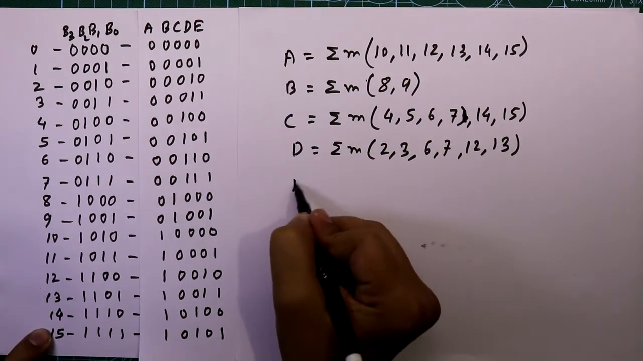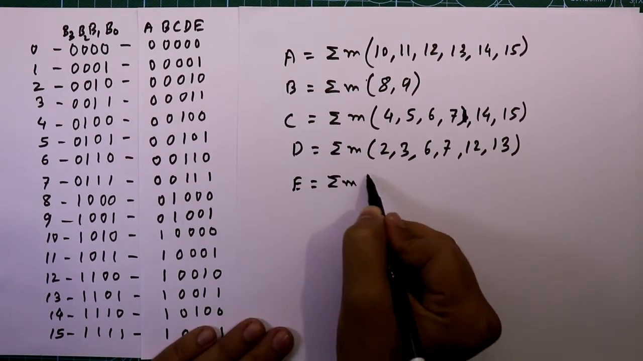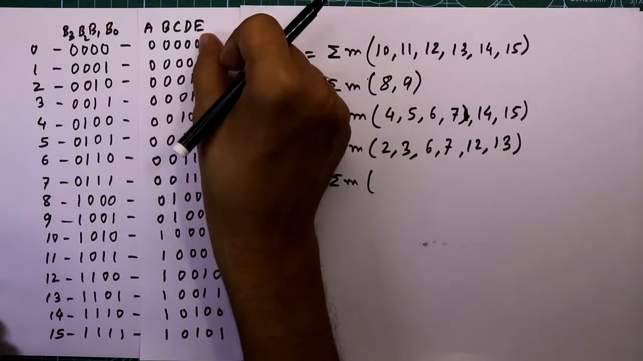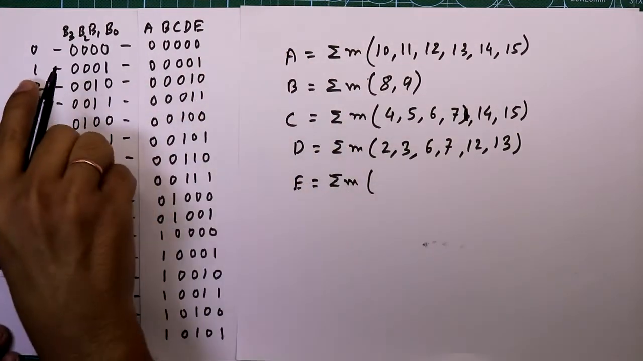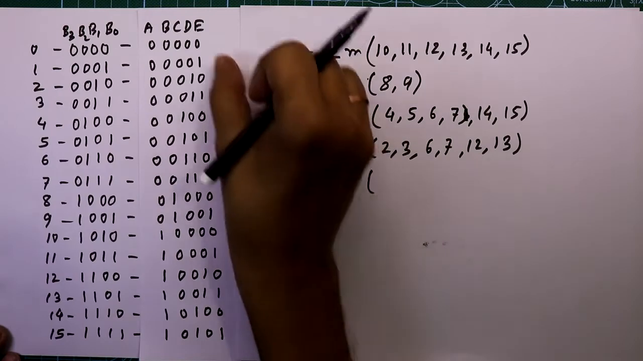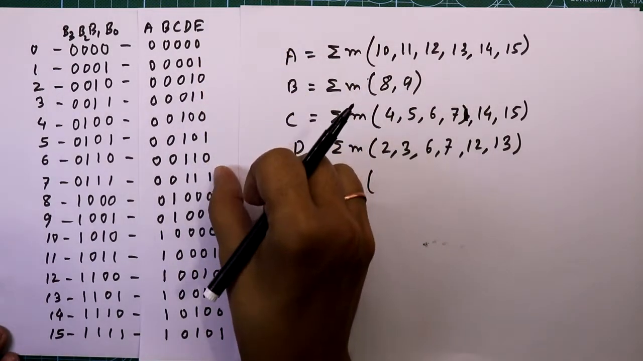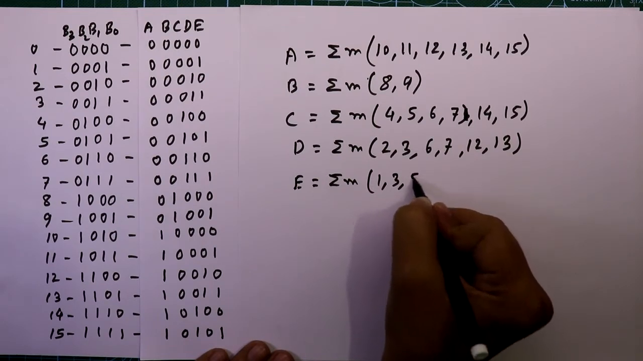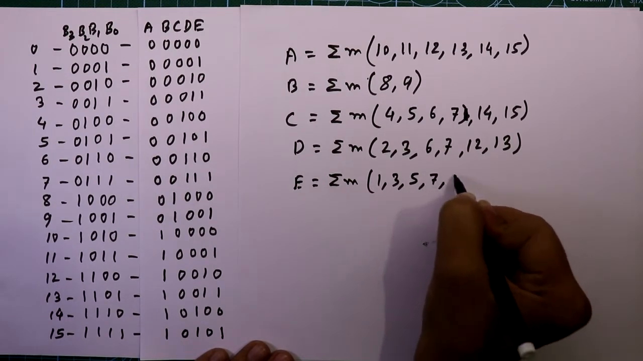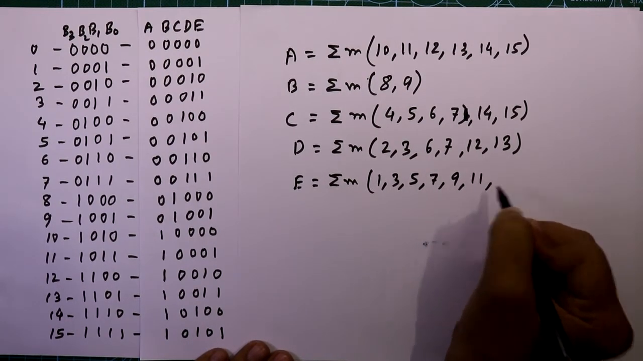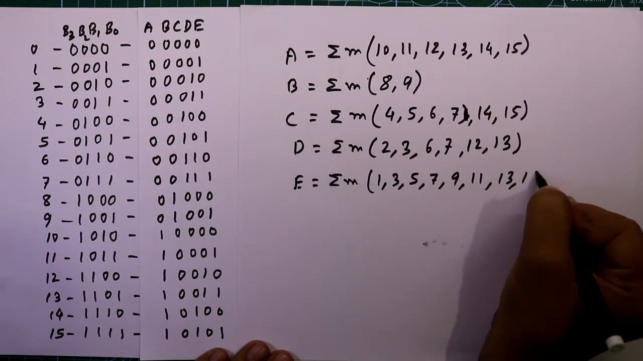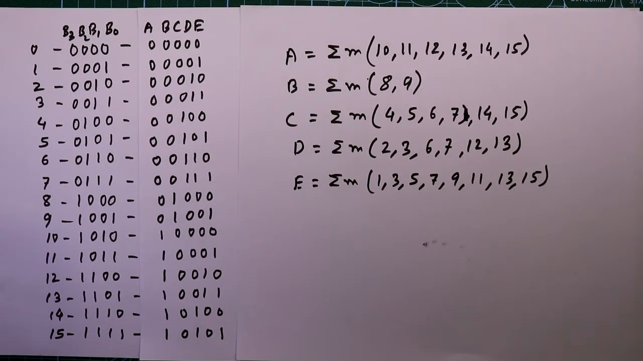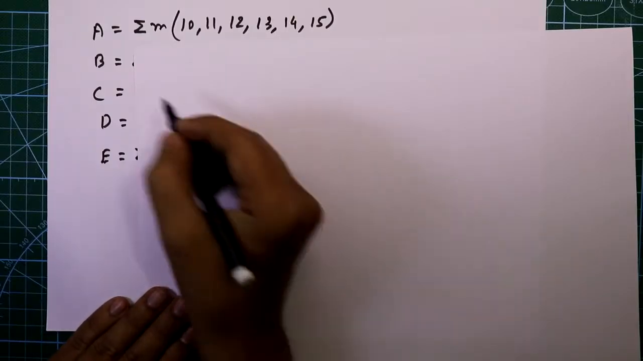E equals summation of minterms at all the odd places. It means 1, 3, 5, 7, 9, 11, 13, and 15. So we have got all our functions. Now we can make the K-map. Now make the K-map for A.